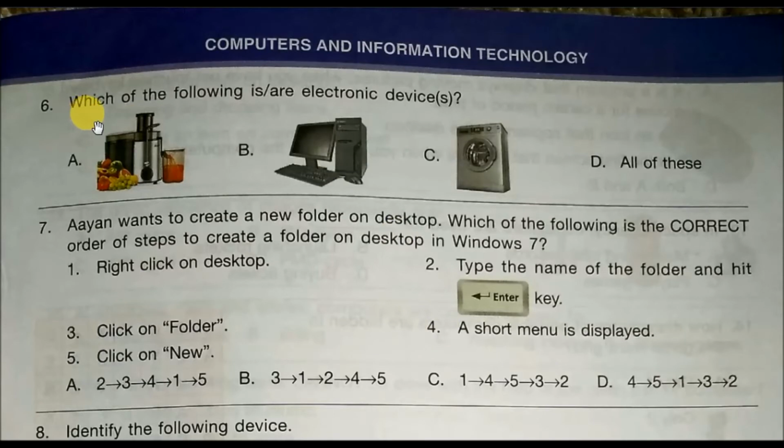Question number 6. Which of the following is or are electronic devices? Option A, juicer. Option B, computer. Option C, washing machine. And option D, all of these. Can you guess the answer? Yes, it is very easy. The answer is all of these, because all three are electronic devices.